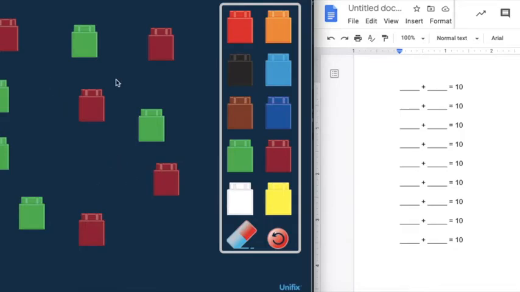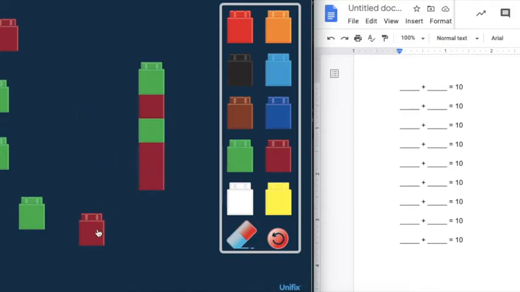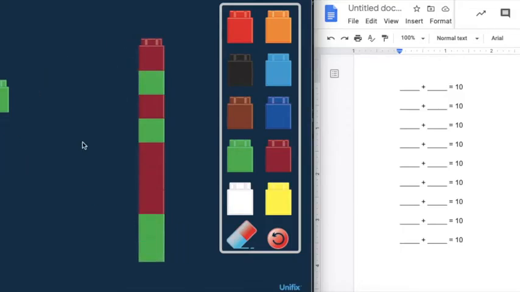So let's do some math. We know we have 10 altogether. Let's see. What if I split them up like this? And I do 1 over here and 9 over here. If we put that into our math sentence, then we get 1 plus 9 equals 10. Does it work? Yep, we have 10.